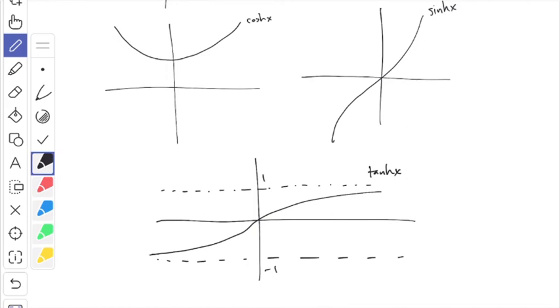I wouldn't necessarily suggest you remember what these graphs look like. I think it is important to know what the graphs of sine and cosine look like, but cosh and sinh, maybe not so much. All right.